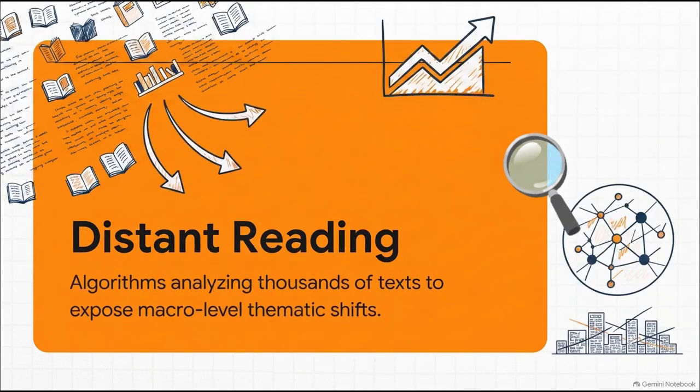And this builds perfectly into a concept called distant reading. I absolutely love this idea. Instead of traditional close reading where you zoom way in on a single paragraph, distant reading uses computational algorithms to zoom way out. By analyzing thousands of historical texts or essays simultaneously, we expose these massive macro-level stylistic, structural, and thematic shifts that are completely invisible when you're just reading one page at a time. It's like stepping back to see the entire mosaic instead of just one tile.